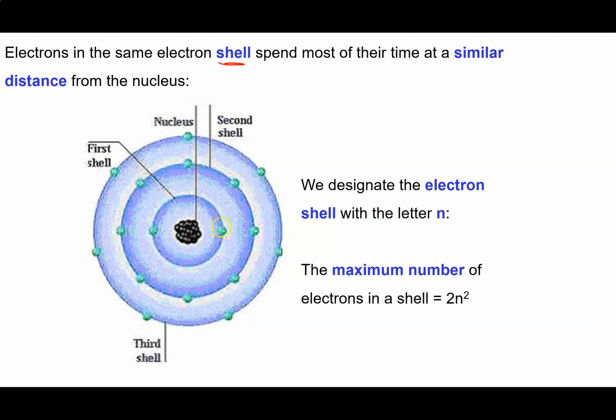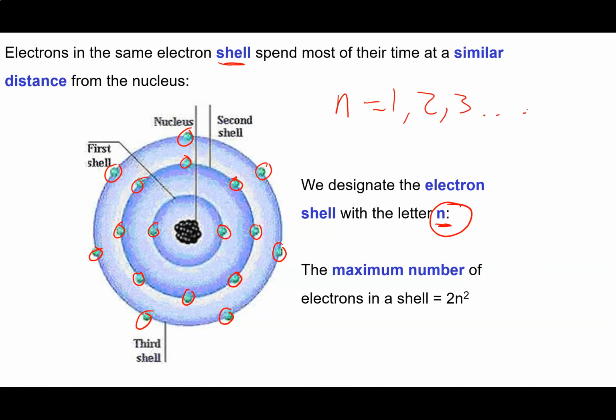So we've got shell 1 here, it's got 2 electrons in it. We've got shell 2, which is further away from the nucleus, and it's got more electrons in it because it's bigger. And then we get out to the third shell, and it has even more electrons in it because it's bigger still. So what we're going to do is we're going to say that the number of the shell, beginning at the nucleus and working our way out, is going to be indicated with the letter n. So n is just going to be a whole number, 1, 2, 3, and so forth. Really, it just corresponds to the layer of the electrons.